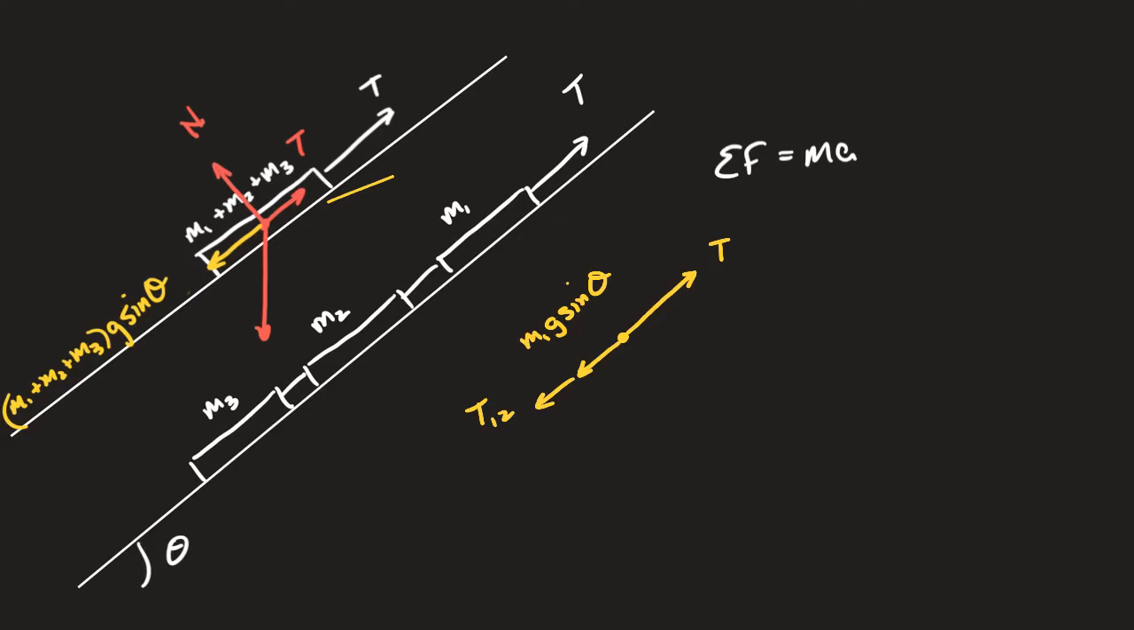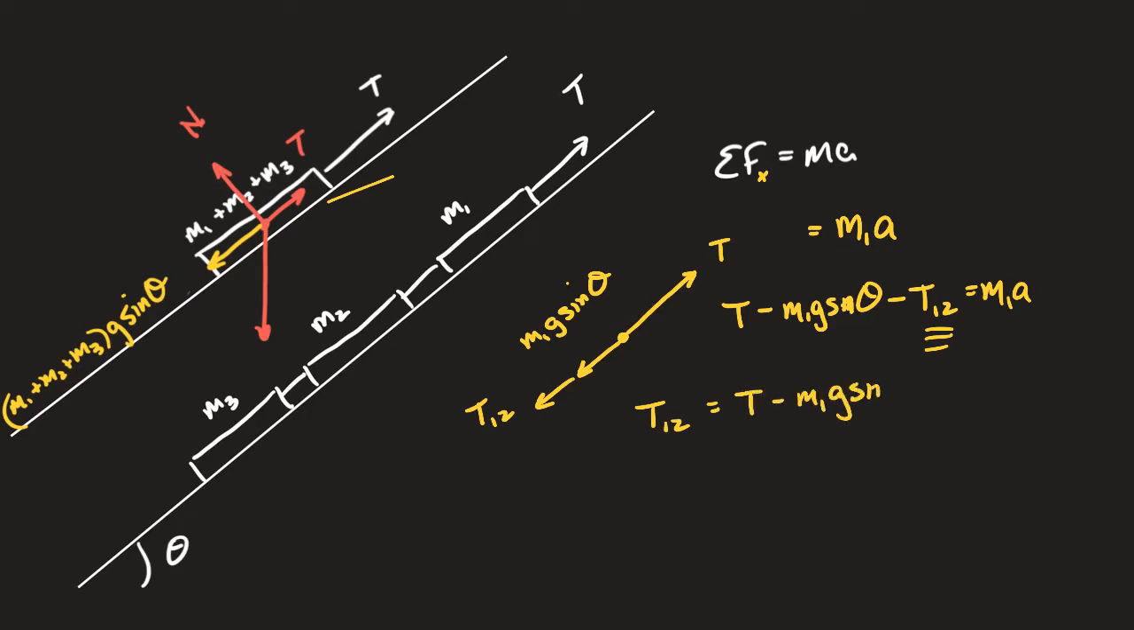if I'm going to make that the x direction, net force in the x direction is going to be equal to m1 a, which means tension minus m1 g sine theta minus T12 equals m1 a. And we want to solve for this. So T12 equals T minus m1 g sine theta minus m1 a. That's a mess. Such a mess, isn't it?